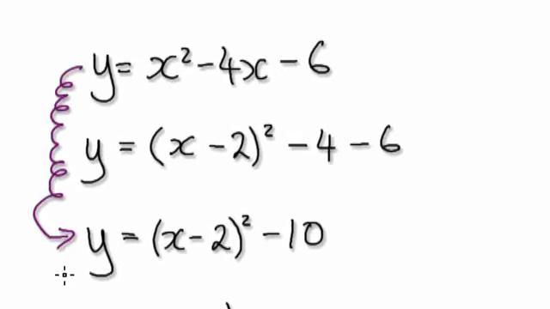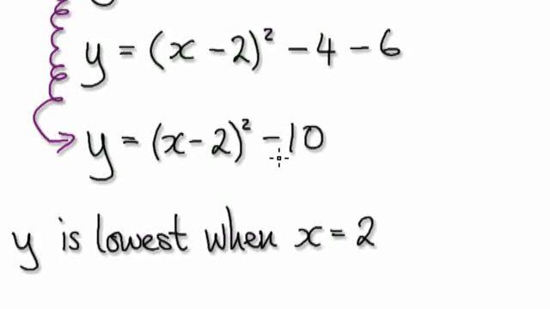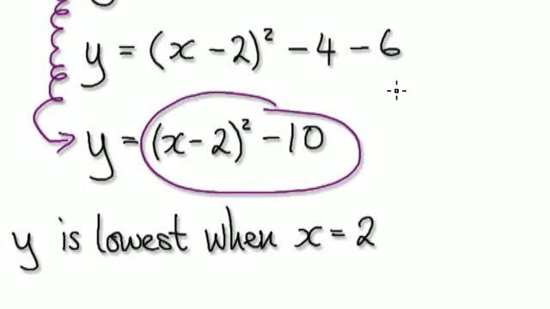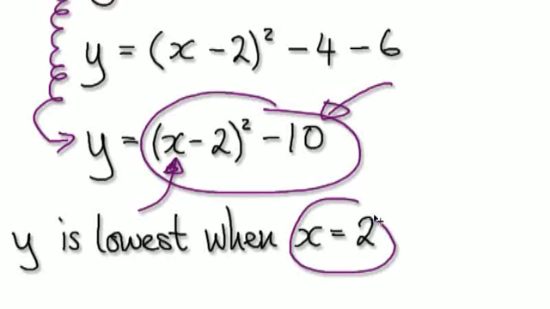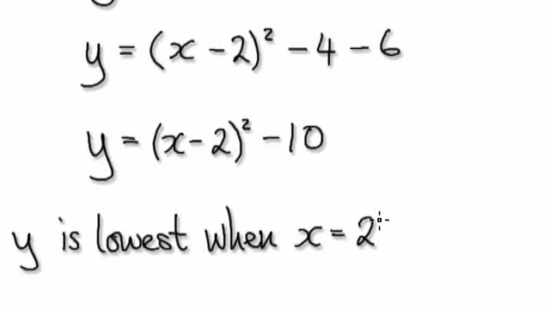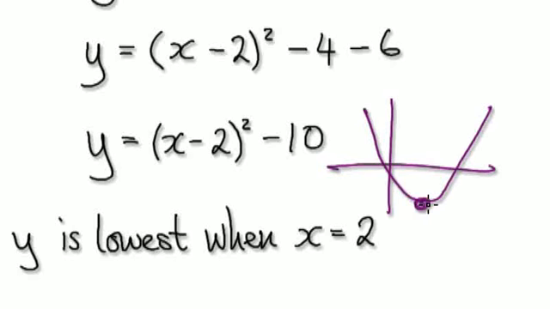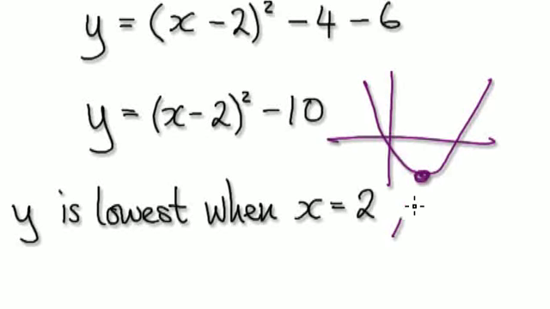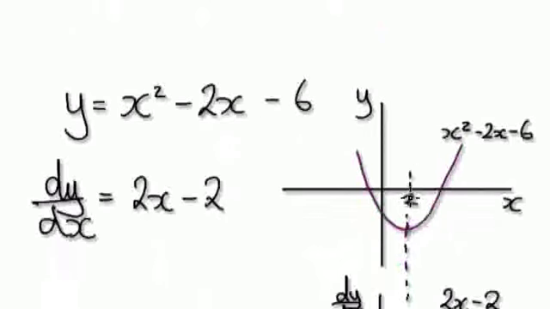It would take you to here, and then to find the lowest point, we would ask ourselves, when would this whole thing here be at its lowest point? It would be at its lowest point when you put +2 into here. So y is at its lowest point when x equals 2. Okay, so we can always use completing the square to find out the lowest point of the quadratic. But here's an alternative method. We can use calculus to find out this point here.